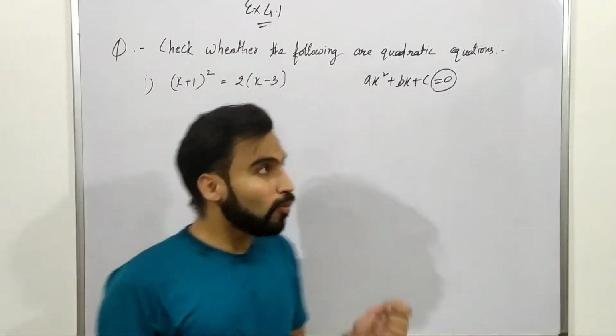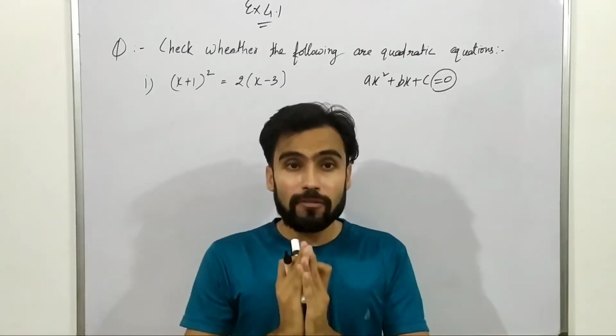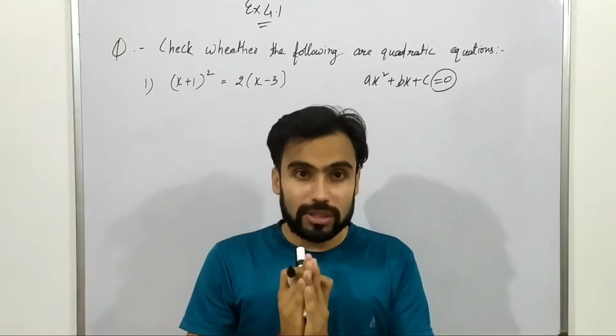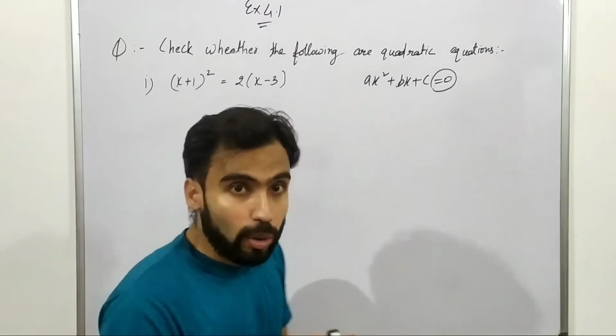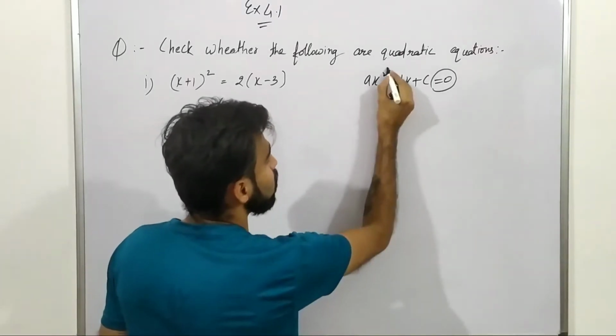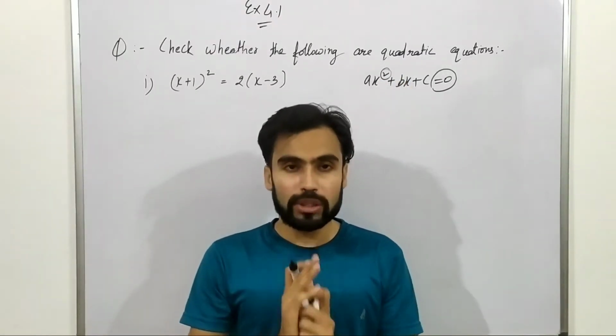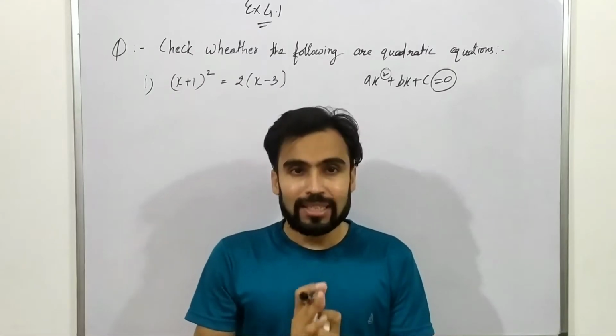Now further, when you move into the question here, you have to first simplify the question, and after that, when you have reached the resultant equation, you have to check whether in the resultant equation that you have achieved, the highest power is 2 or not. So if the highest power is 2, then the given equation is a quadratic equation, else not.